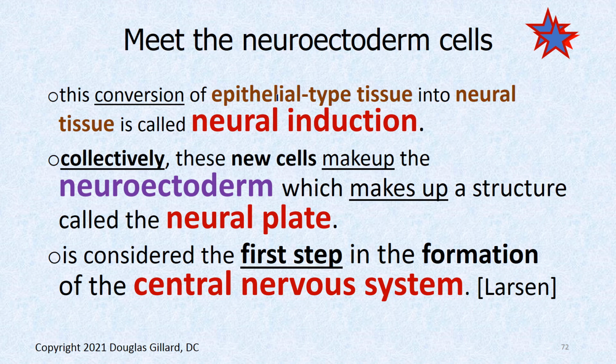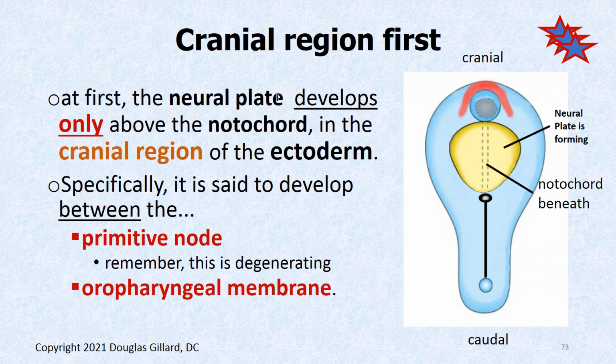This conversion is called neural induction. We said that already. And collectively, these cells make up the neuroectoderm. So neuroectoderm is made up of neuroectoderm cells, and the neuroectoderm makes up a structure called the neural plate. That's the very first step in the formation of the central nervous system, the brain and spinal cord. This is all happening up here in the cranial region at first, and we can see the notochord right underneath this whole structure.